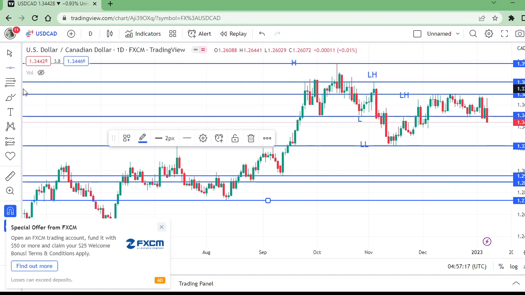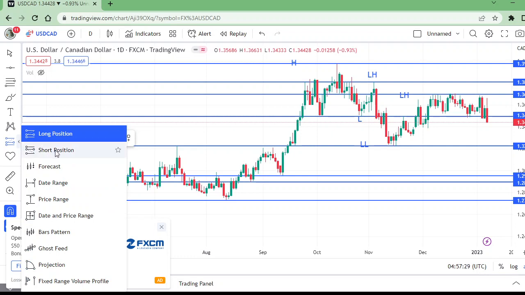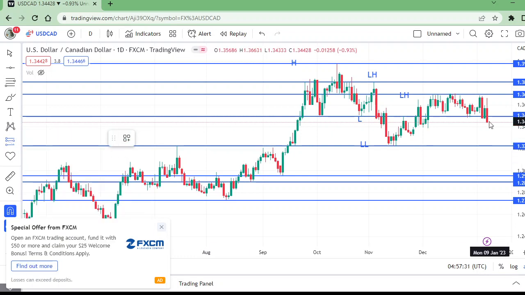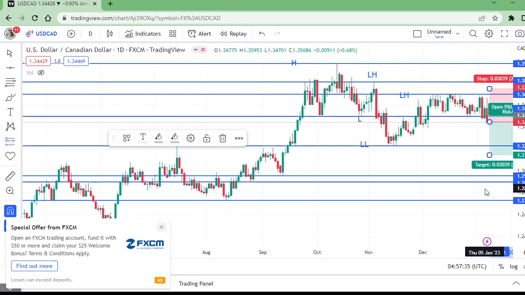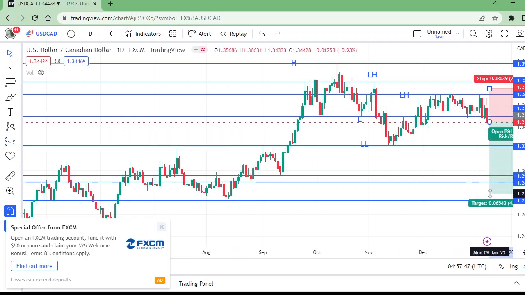So for the short setup, let me put the short position here. This is the short position, and there are multiple TPs. There is the possibility of multiple TPs. Now let me put two and maximum. I think it is enough.